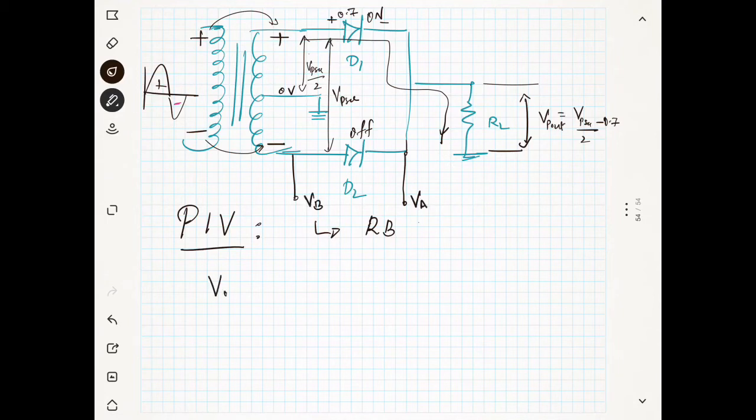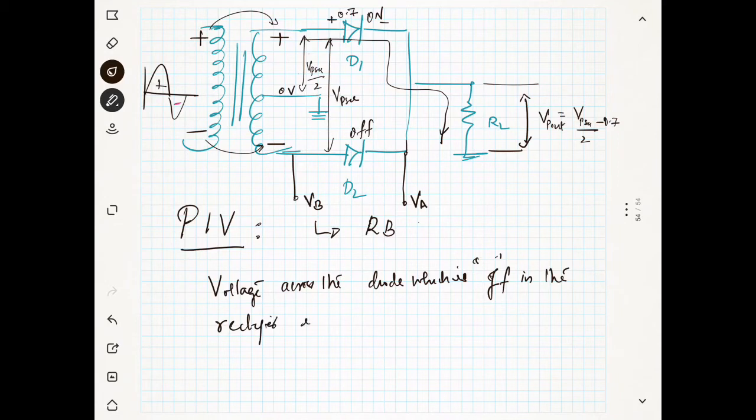So the voltage across the diode which is off, that's what we are going to consider in the rectifier, is nothing but your peak inverse voltage. So what is the voltage across D2? The voltage across D2 is nothing but VA minus VB, because of this voltage it is in reverse bias and there is nothing here. Now we will see what VA and VB are.